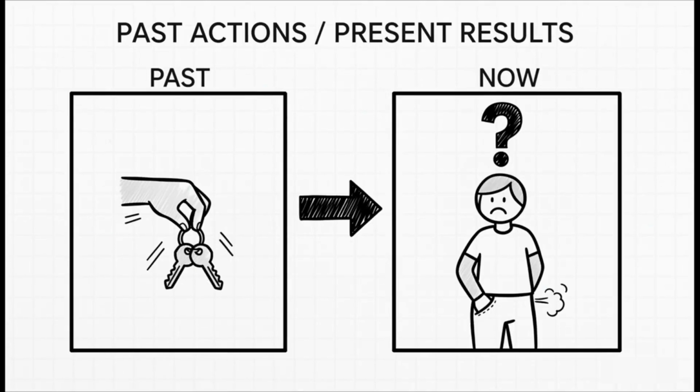And our third big use case is for recent actions that have a result right now. This is a great one. If I say I have lost my keys, sure, the losing part happened in the past, but what's the result now? The result is I can't get in my house. The focus is all on the present problem.